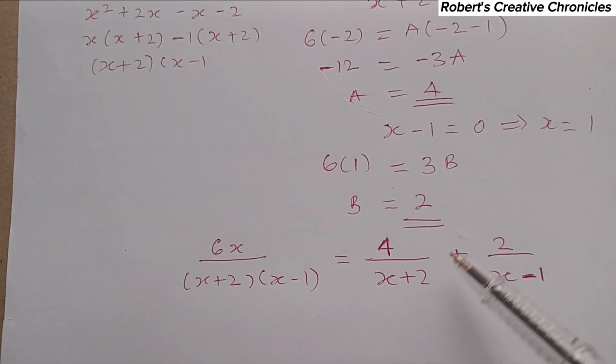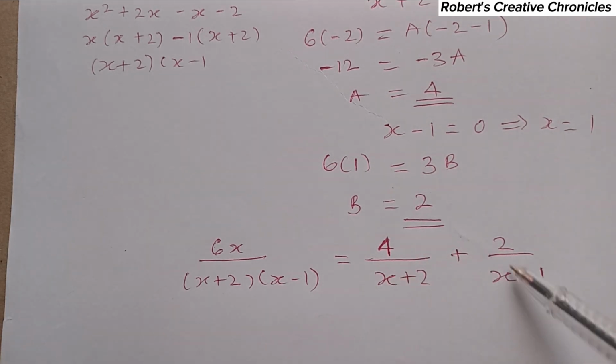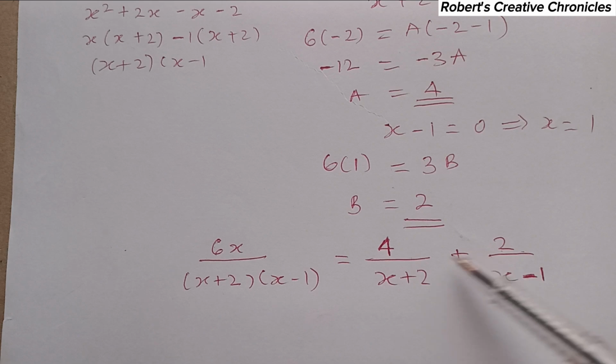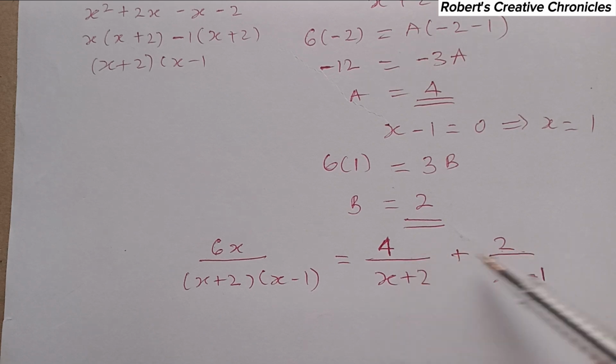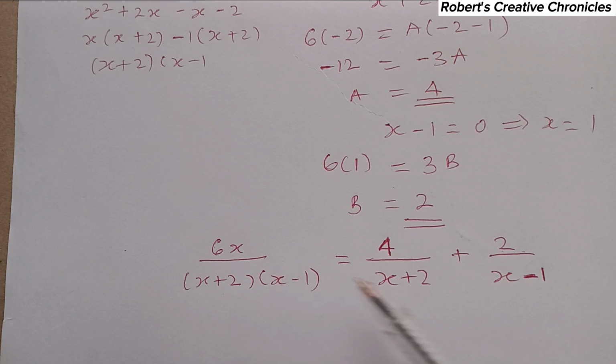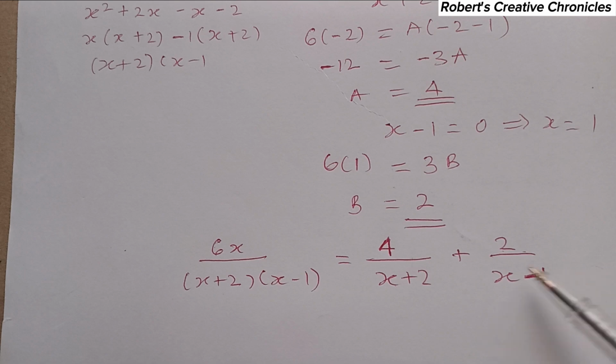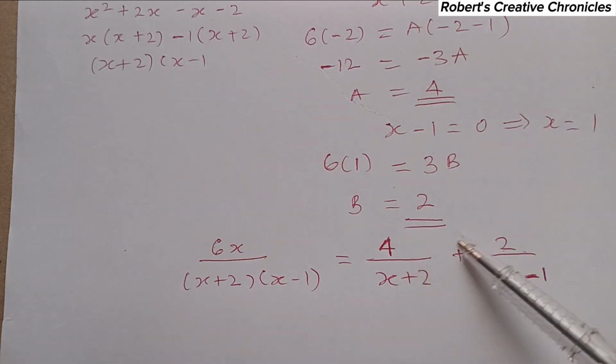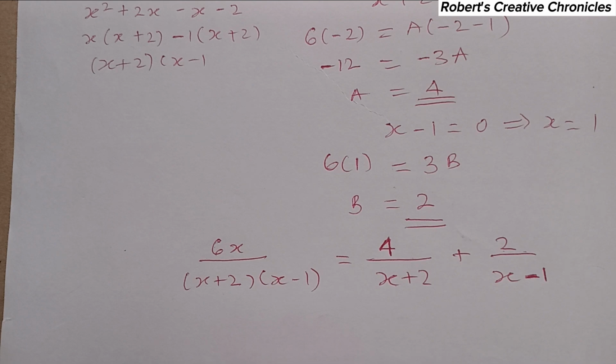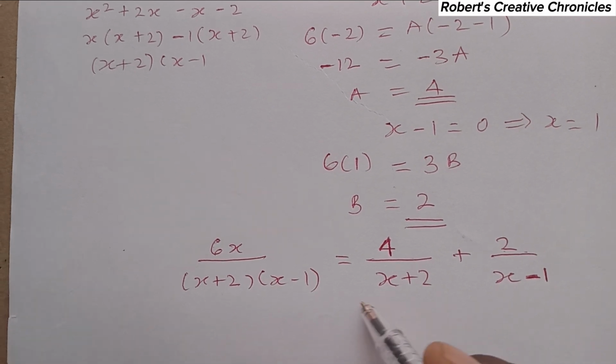Now if you solve the right hand side, you should get the left hand side. If you find the LCM, which is x plus 2 times x minus 1, and then simplify, you should get this. So that's all about this partial fraction. This is the final answer.